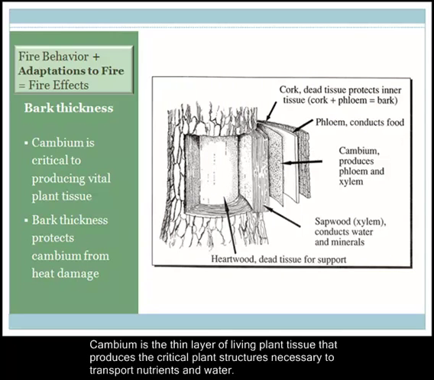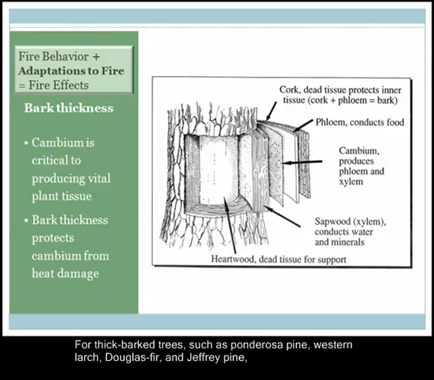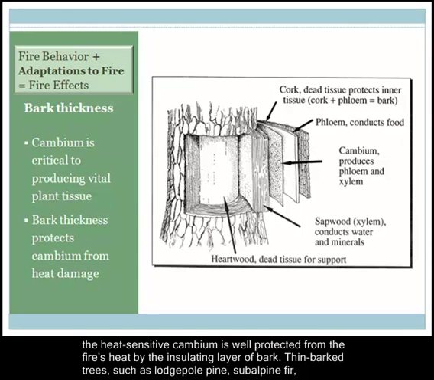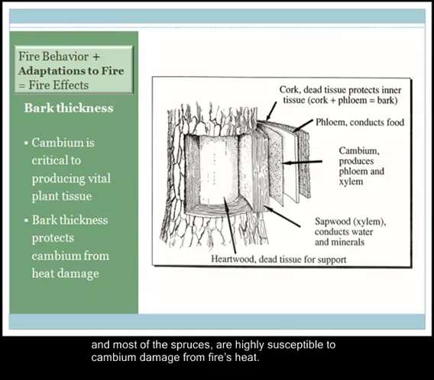Cambium is the thin layer of living plant tissue that produces the critical plant structures necessary to transport nutrients and water. For thick-barked trees, such as ponderosa pine, western larch, Douglas fir, and Jeffrey pine, the heat-sensitive cambium is well protected from the fire's heat by the insulating layer of bark. Thin-barked trees, such as lodgepole pine, subalpine fir, and most of the spruces, are highly susceptible to cambium damage from the fire's heat. On these thin-barked tree species, the cambium is probably dead beneath any charred bark.